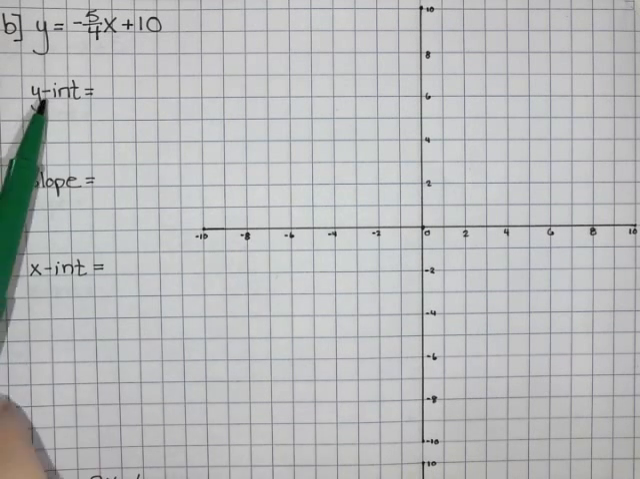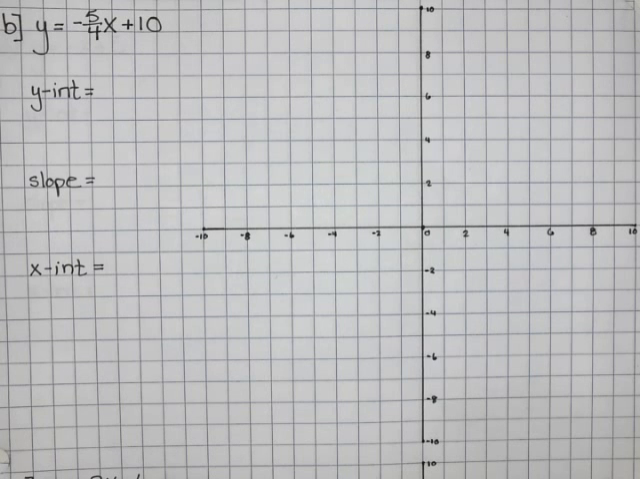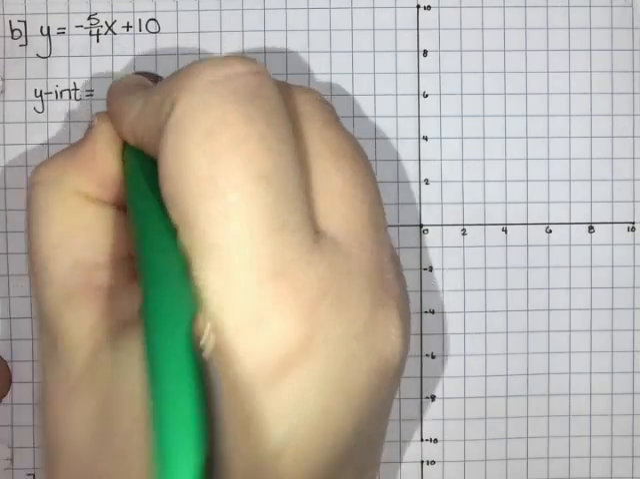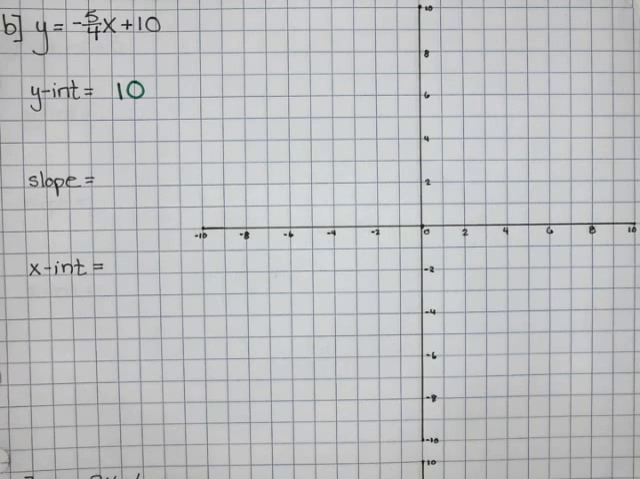So from my equation, the y-intercept should be the number that is all by itself and doesn't have a variable next to it, which is our 10. So my y-intercept is going to be 10. Now the slope is negative 5 over 4.